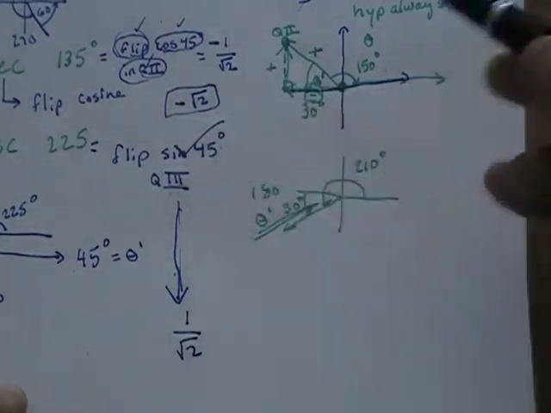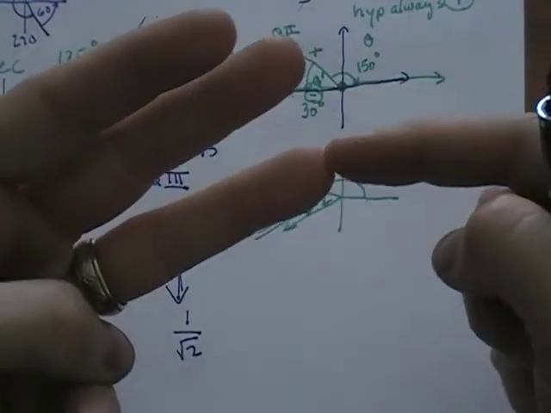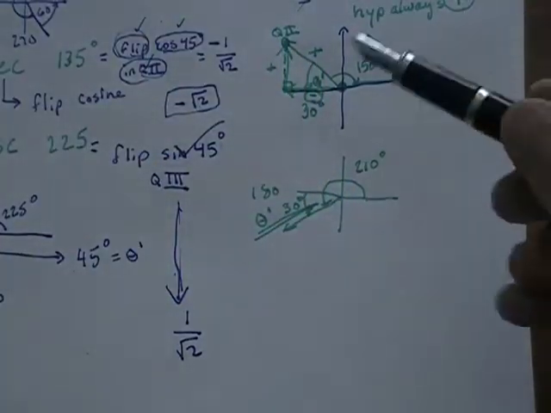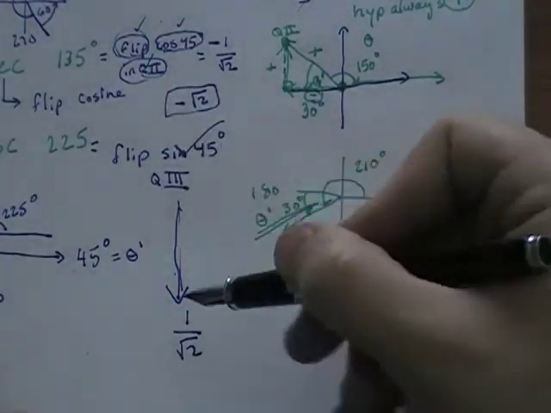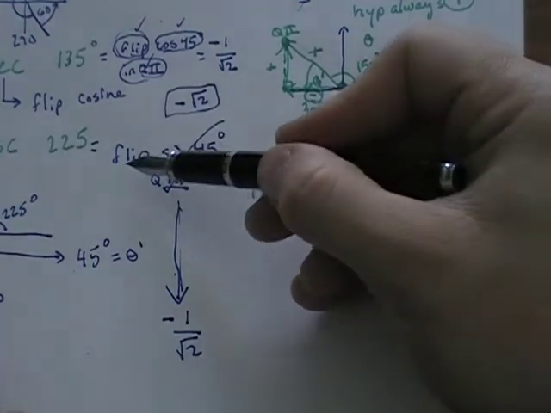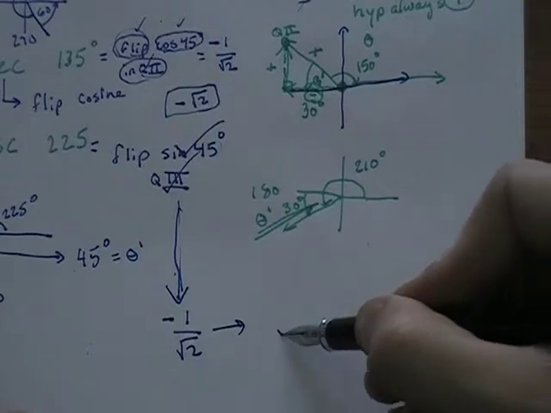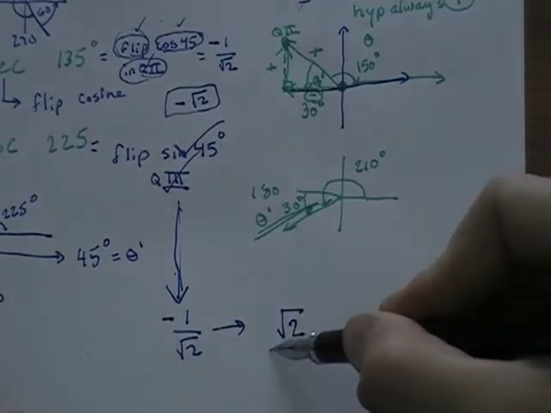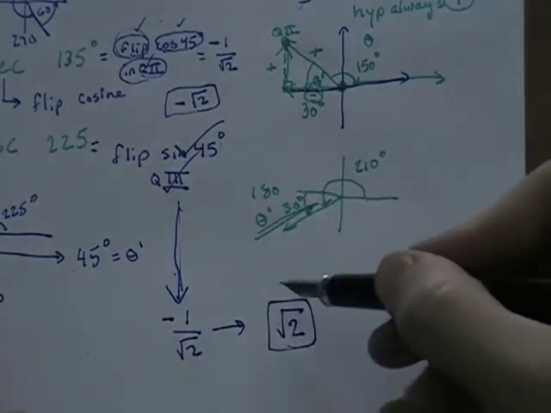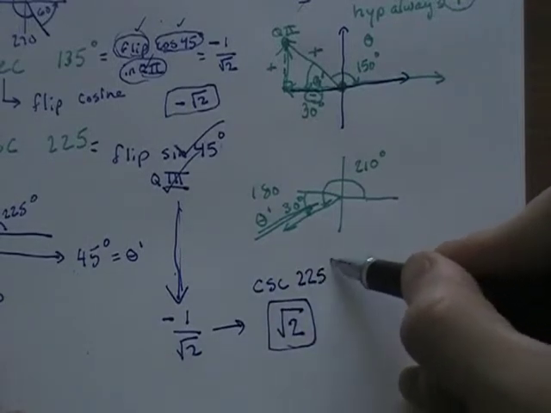Now, in quadrant 3, all students take. That means tangent is positive in quadrant 3. Sine and cosine are negative. Did that part. Now what? Flip it. So if I flip this, what do I get? Negative root 2. That is the cosecant of 225 degrees.